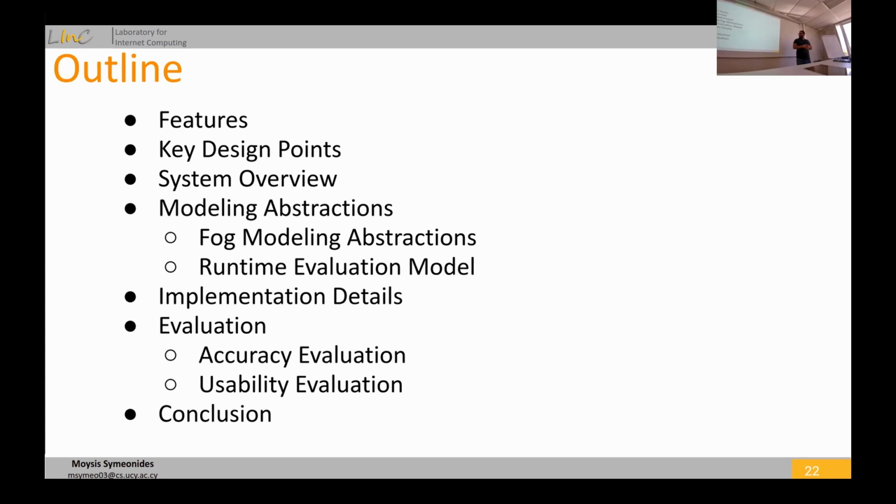And finally, about the evaluation, I will present the accuracy evaluation, in which we compare real and emulated infrastructure and we compare the results, and the usability evaluation based on the previously mentioned taxi use case. And here we will highlight how easily a user can evaluate his or her application. And finally, I will conclude my presentation.